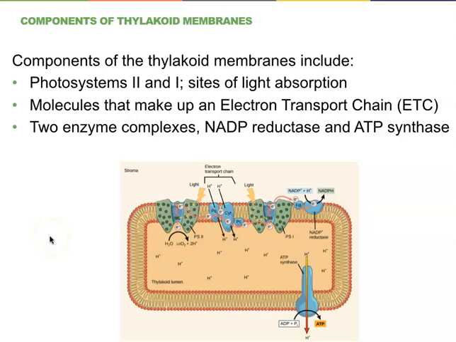And the components of the thylakoid membrane are where we want to think about what's going on here, because you have photosystems 2 and 1, okay, and these are the sites of light absorption. And then molecules that make an electron transport chain, which means, guess what? We can make ATP, okay? There are 2 enzyme complexes, the NADP reductase as well as ATP synthase. And you notice the NADP reductase is new to our story relative to our mitochondria.